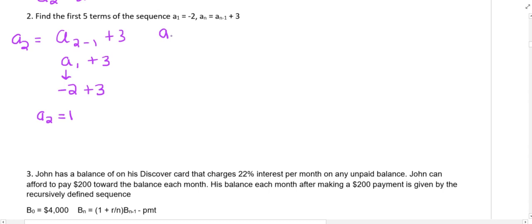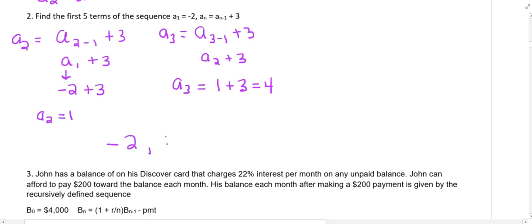All right, then a sub 3, we're going to get a sub 3 minus 1 plus 3. So it's just the previous term plus 3. That's our pattern here. So a sub 3 is going to be, previous term was 1 plus 3, so 4. So just the previous term plus 3, which means if a sub 1 is negative 2, a sub 2 is 1, a sub 3 is 4, we add 3, the next one 7, next one 10.